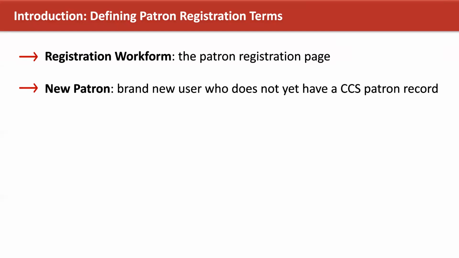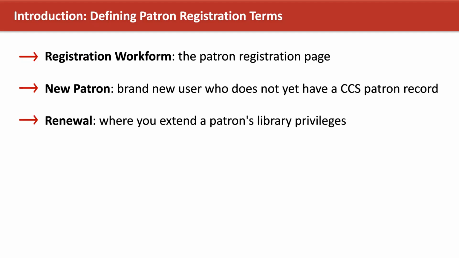Also, when we talk about registering a new patron, we are talking about registering a patron who does not yet have a record in our database. So in these situations, you are creating a record from scratch. Whereas renewals are when the patron has an existing record with you, and they've reached their expiration date or you're extending their expiration date. So a real renewal takes place when the patron already has a card with you and you're extending the patron's library card privileges.